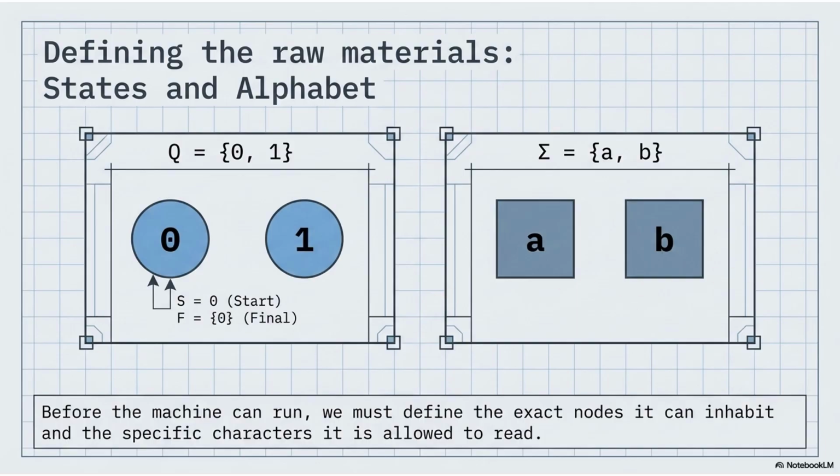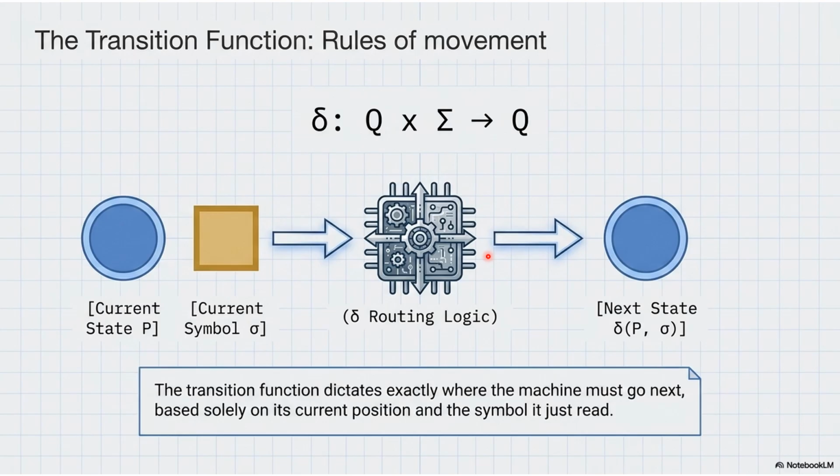Next slide. Here it represents the transition function. The transition function tells the DFA where to move next based on the current state P and the current input symbol sigma. The transition function is represented as del of (P, sigma). So the machine must go next based on its current position and the symbol in the string.